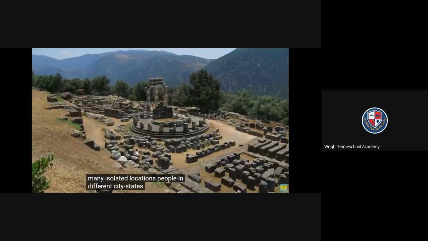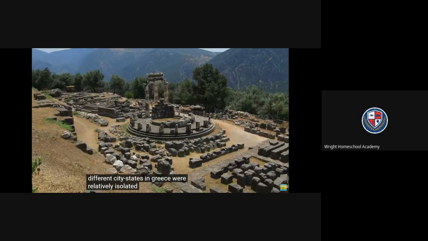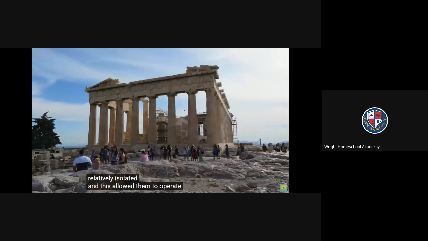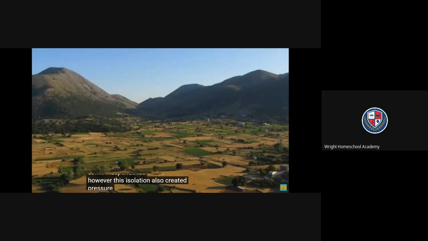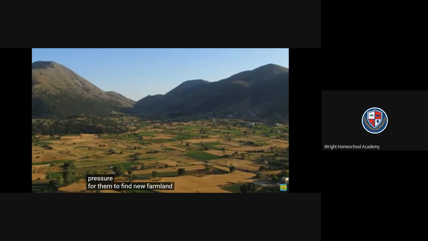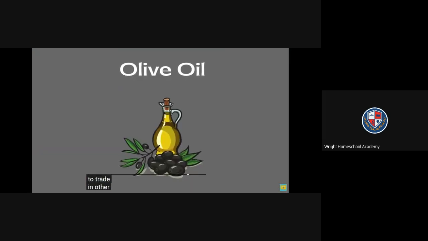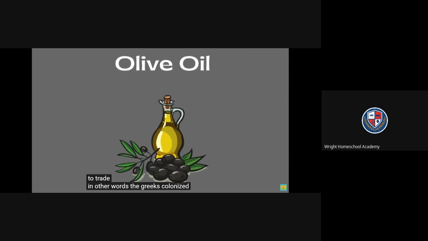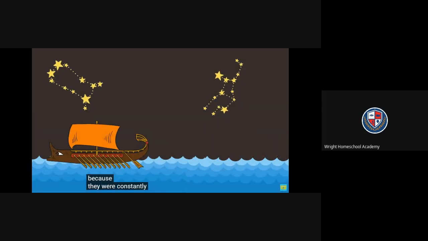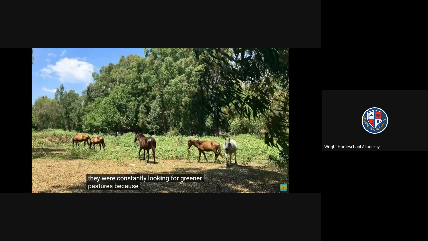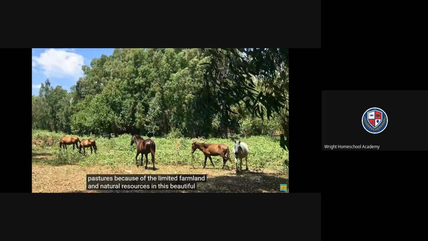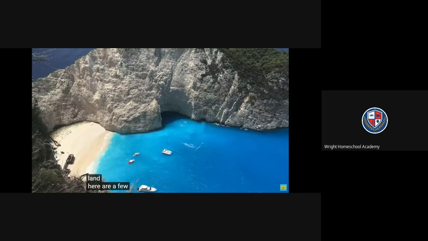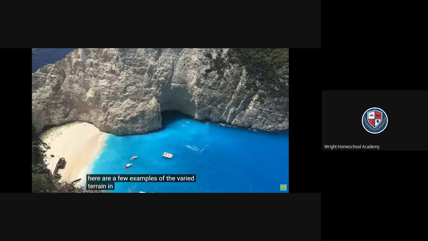People in different city-states in Greece were relatively isolated, and this allowed them to operate with some independence. However, this isolation also created pressure for them to find new farmland and goods to trade. In other words, the Greeks colonized because they were constantly looking for greener pastures because of the limited farmland and natural resources in this beautiful land. Here are a few examples of the varied terrain in Greece.